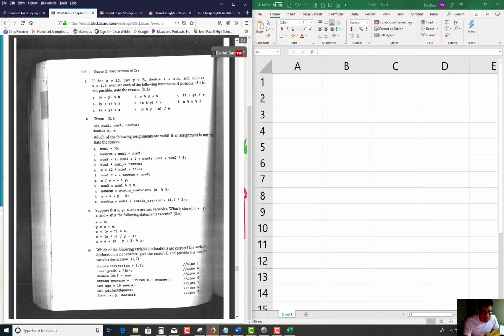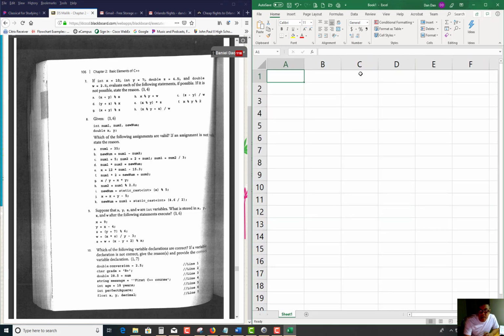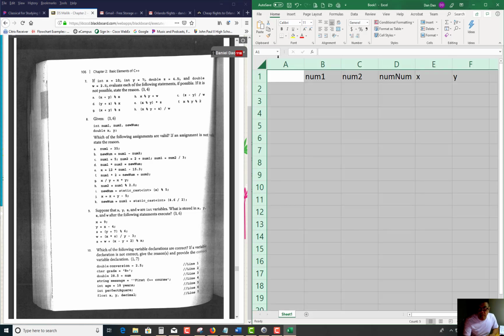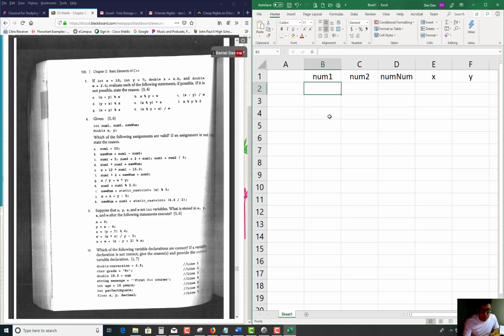Based on what we just said, I'm going to put this in a row for you to see what's going on here. So we have num1, I'm going to put this as a table header, num2, new num, right? This one is x, this is y. Remember, x and y are what? Doubles, okay? So what do we start out with new num in part A?